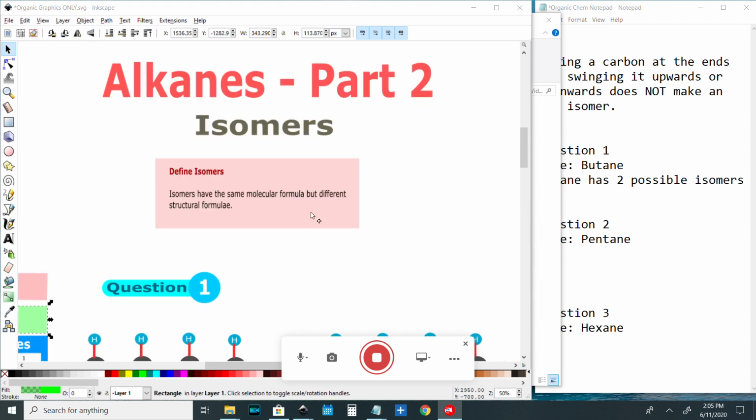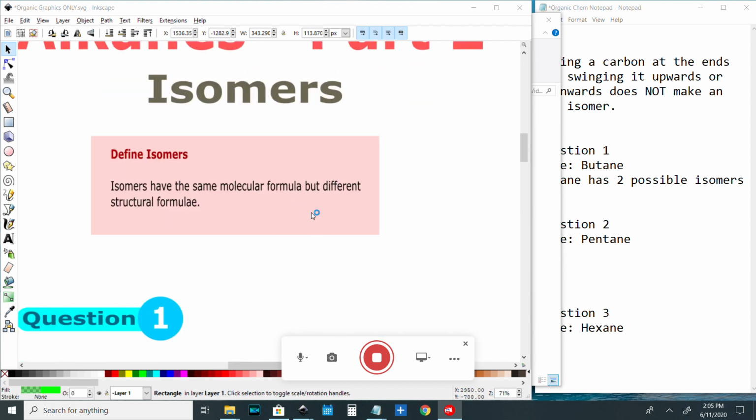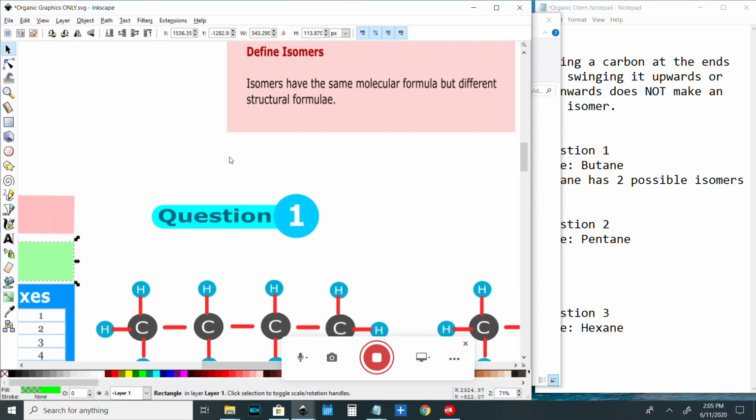So what is an isomer firstly? Well, let me read the definition. Isomers have the same molecular formula but different structural formula. That doesn't make too much sense if it's the first time you're doing isomers, so let me explain it in simpler language. Let's move to an example here.